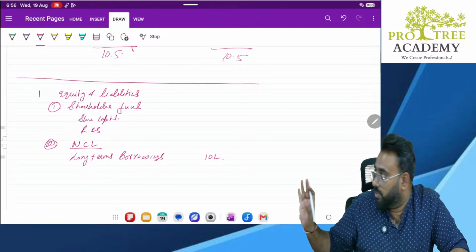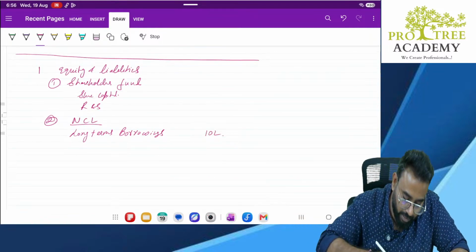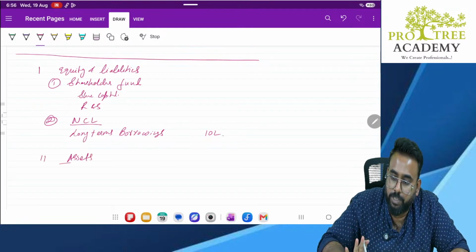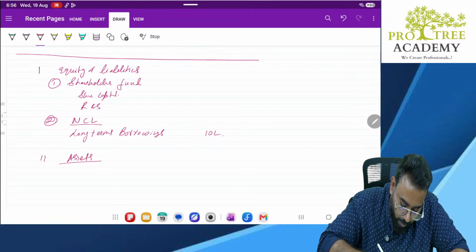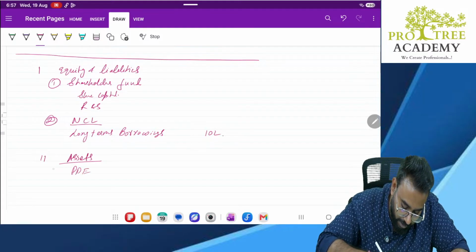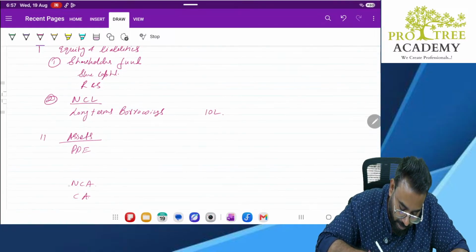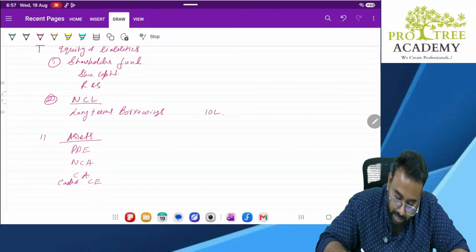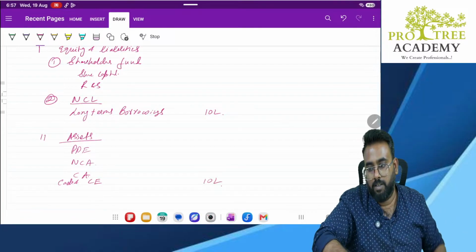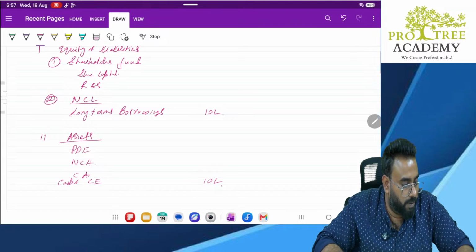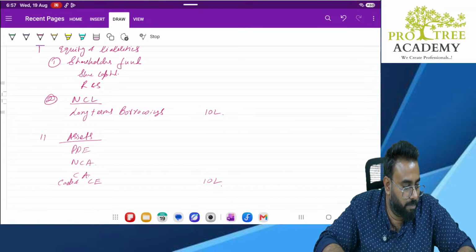Now nothing else, no information on current liability. So we'll write down the second part, assets. We have no information on PPE, property, plant and equipment, leave it. Then we have no information on non-current assets. We have information on current assets. What is that? Cash and cash equivalents, 10 lakhs. Done. Your balance sheet is tallying. Clear? Okay. Illustration number 13.